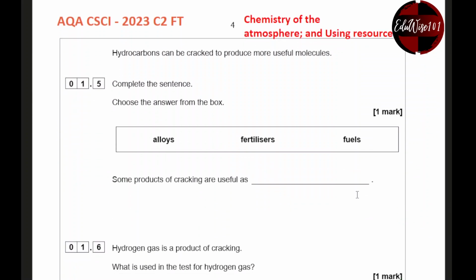Next part, hydrocarbons can be cracked to produce more useful molecules. Cracking, or this process they're referring to, is when you break long chain hydrocarbons into smaller chains. So complete the sentence. Some products of cracking are useful as. Now alloys is a mixture of metals. So here we are talking about hydrocarbons. Fertilizers are generally made to grow plants, but here we don't actually use hydrocarbons as fertilizers, we use them as fuels. So fuels.